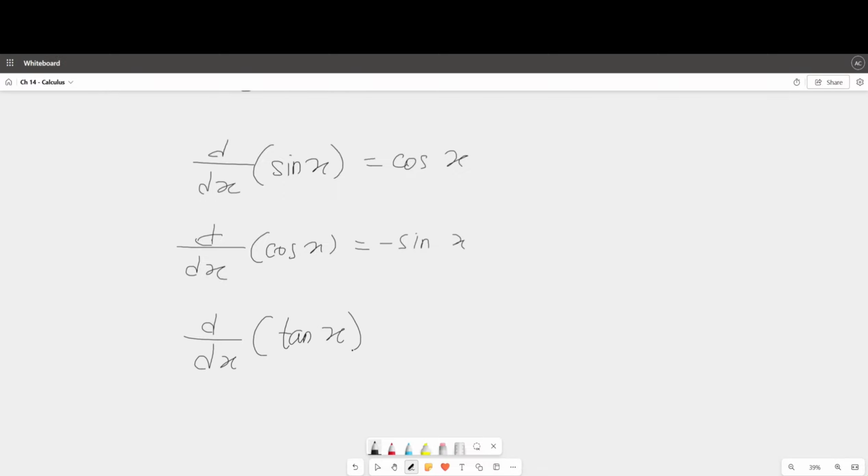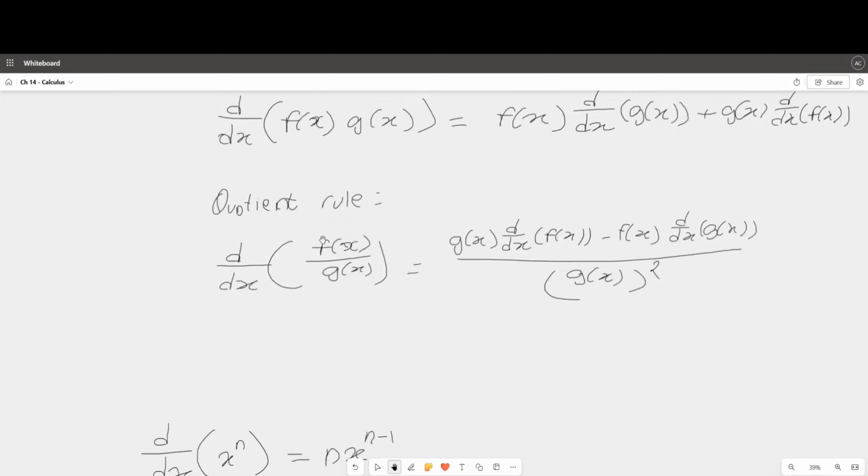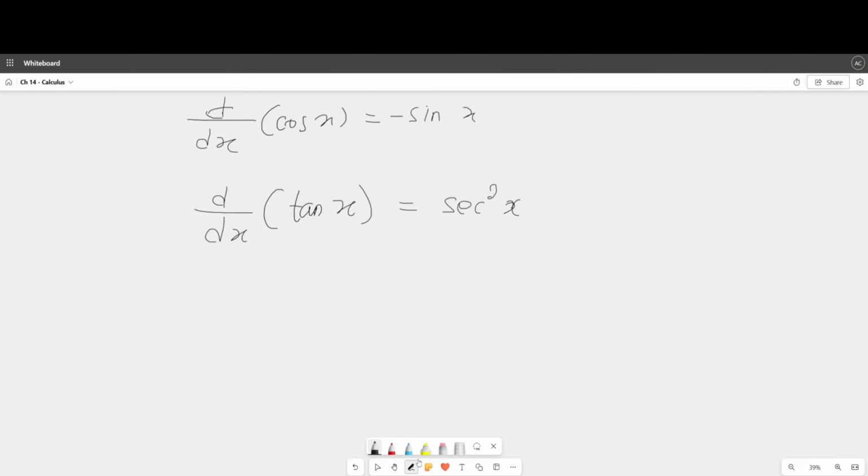Then we also have the last function tan x, which is secant squared x. Now you may be wondering what to do about cosecant, secant, and cotangent. Well, those can just be represented as 1 by sine, 1 by cos, 1 by tan, and you can use the quotient rule.